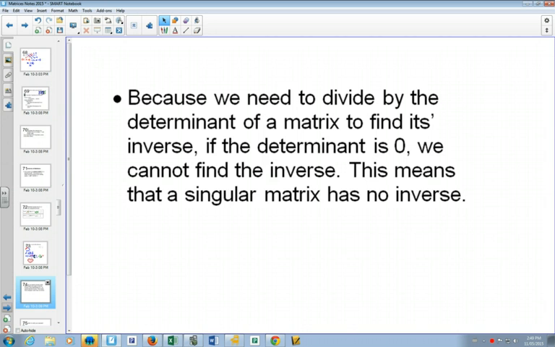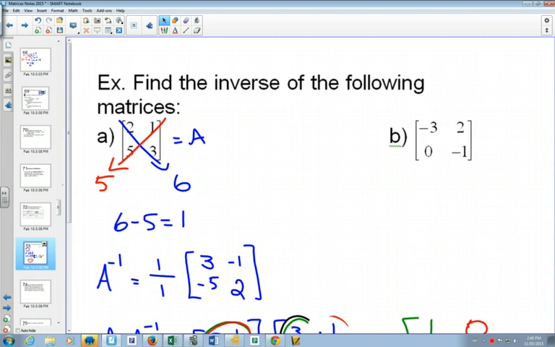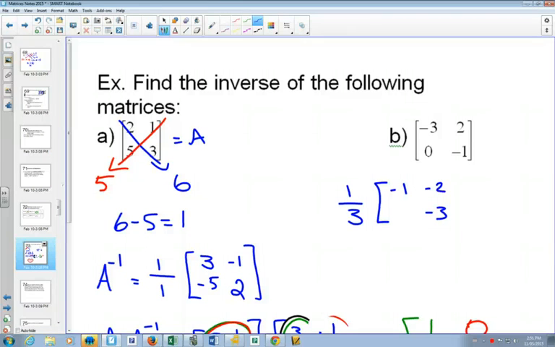Oh wait, but we only solved the one, right? There's one for you to try. So we get determinant 3, so our inverse will be 1 over the determinant. Switch these ones, make these ones negative. Of course, you don't have to write -0.